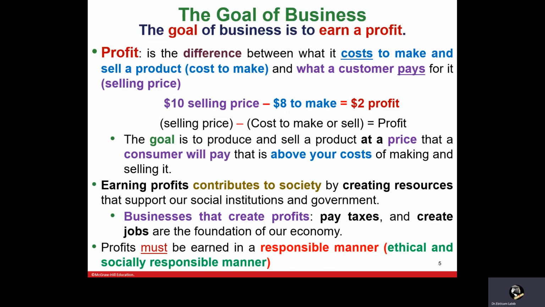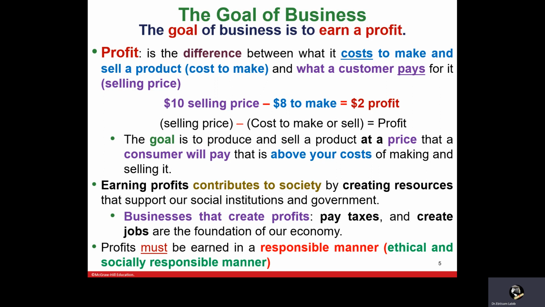So as we said, the main goal of the business is to earn a profit. What's the definition of the profit? How can we define the profit? I'll give you this example. Imagine that you are baking some cupcakes. How much it will cost you to make one cupcake will be 10 riyals. If you want to set the price, for example, at 15 riyals, how much profit will you get?